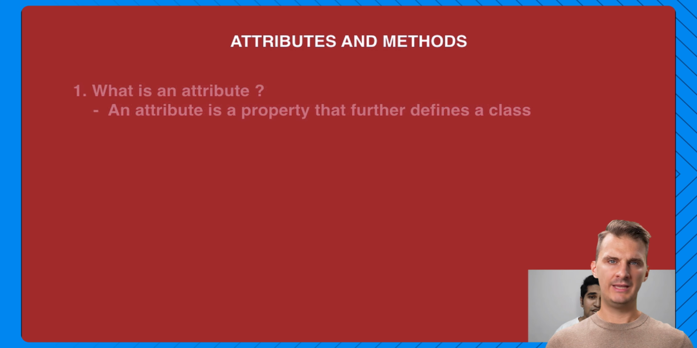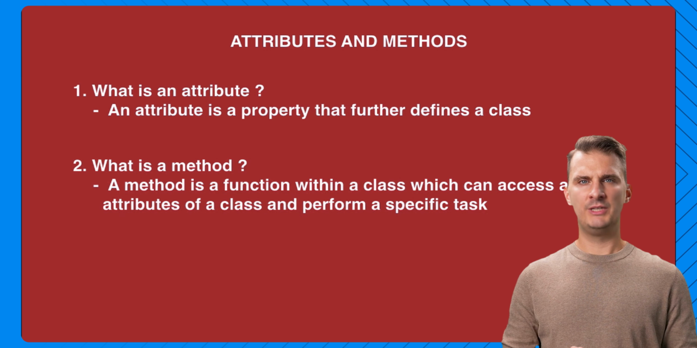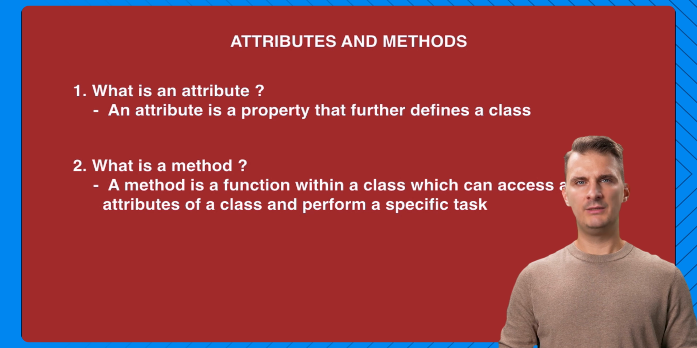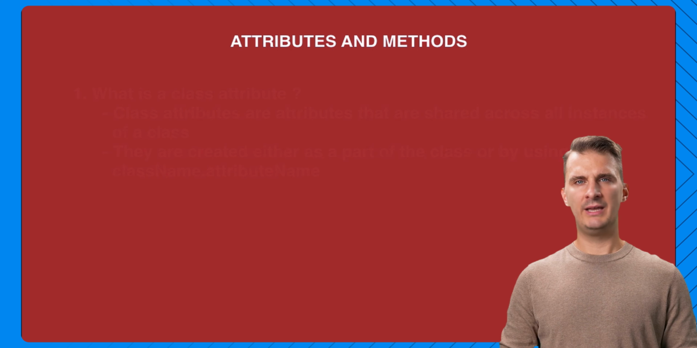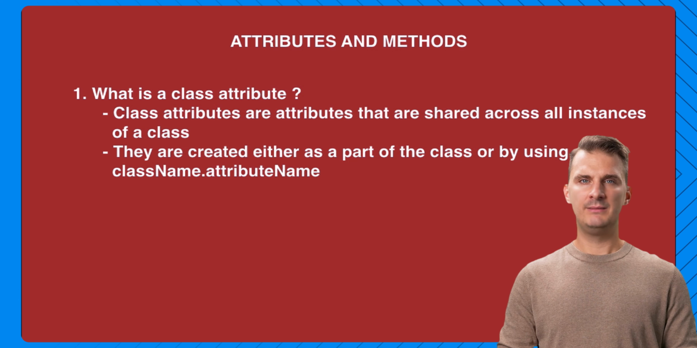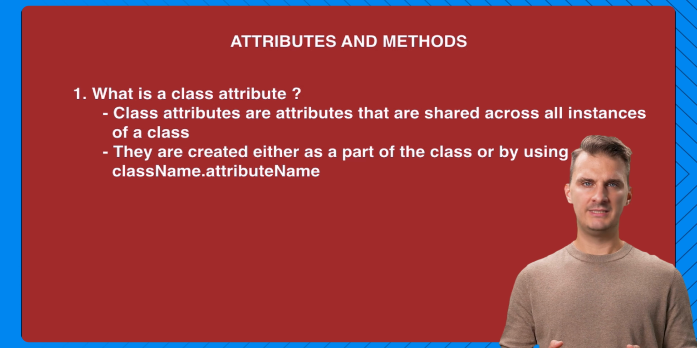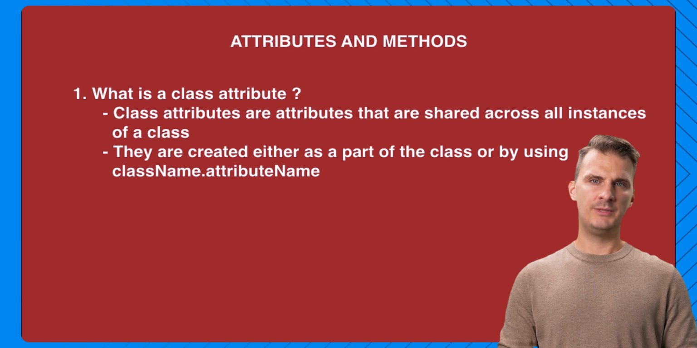So we started off this section by discussing what an attribute is. They are properties that further define a class, and then you learned what a method is. They are functions within your class that perform a specific task, and methods have access to all the attributes of your class. And then you learned what a class attribute is. Now these are attributes that are shared across every instance of your class. So if you modify a class attribute, it will be reflected across every object. So you can create a class attribute either by making it a part of your class or outside your class by making use of your class name dot the attribute name.